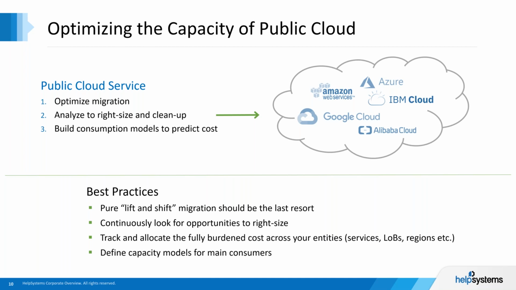And then you need to define some sort of capacity models for your main consumers. So the biggest services, workloads, applications that you run in the cloud, you need to have a capacity model where you understand how business activity correlates to resource activity, and by that, getting business forecasts and trying to translate that over to resource consumption, and by that get some sort of predictability. Easier said than done, but those are the things that you need to do in order to optimize your existence in public cloud.